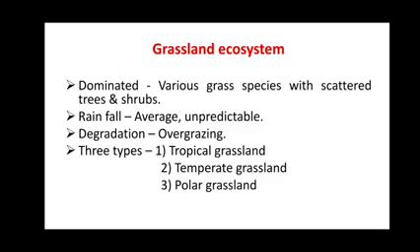So there are three types of grassland: tropical grassland, temperate grassland and polar grassland. We are going to study these types of grasslands in detail. Okay. So what is tropical grassland?